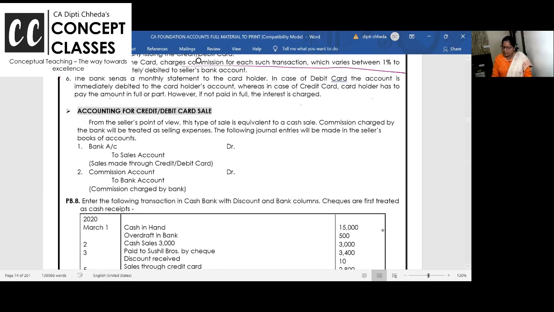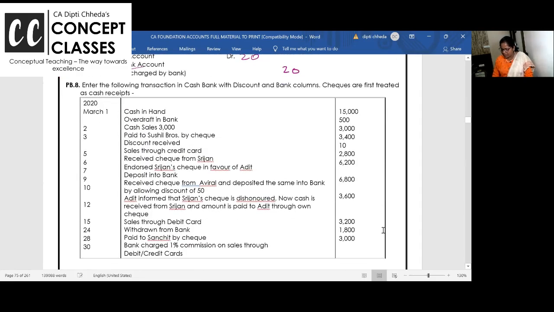Yes. So now how do you do the accounting? When the sale is made, bank account debit to sales, and commission account debit to bank. See, when sale is made, bank account debit to sales 1000, but bank has given me 980. So 20 rupees I have to reduce from the bank balance and put it in my commission account. Okay? So shall we go ahead? If you have a doubt, ask.